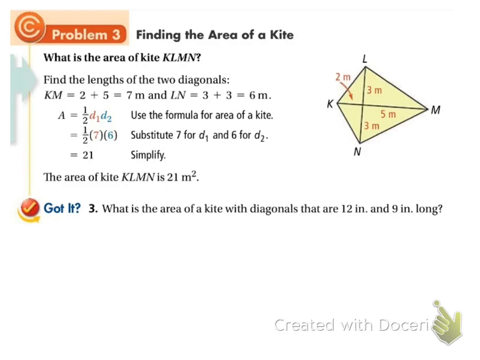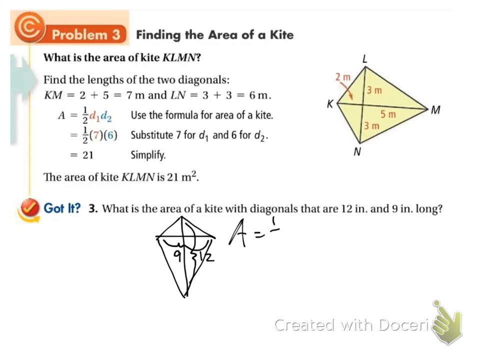So let's just do our got it problem here. What is the area of a kite with diagonals that are 12 inches and 9 inches long? So, drawing our two diagonals, the shorter one would be the 9, and this one would be 12. We really don't even need a picture.